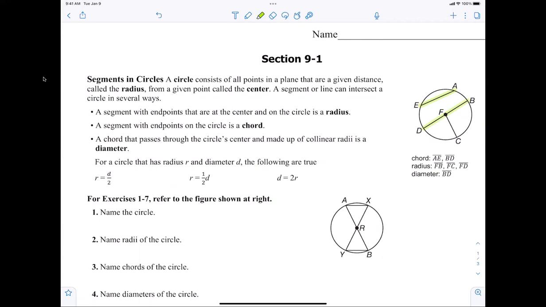So a diameter is technically a chord because it fits the definition. The two endpoints of the segment are on the circle, but it happens to be the largest chord, which is the diameter. And the relationship obviously between the radius and the diameter is that the diameter is always twice the radius. And again, they break it down in multiple forms here. So I think that's basically what you need to know for today's lesson.